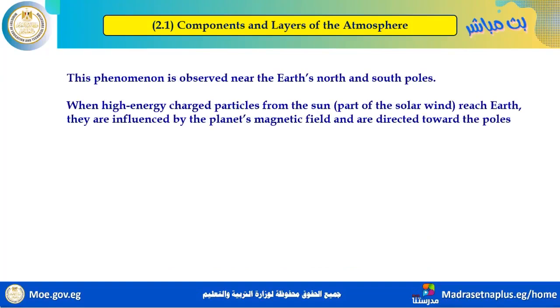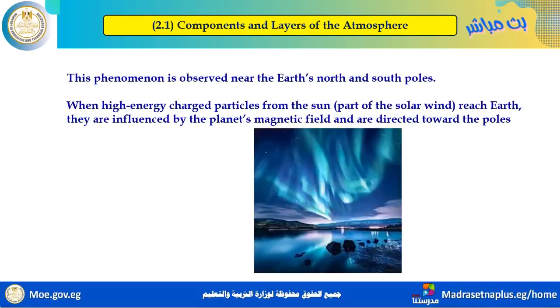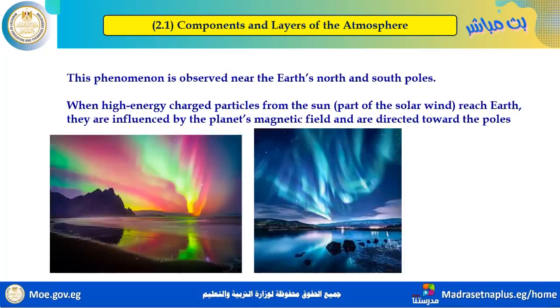When high energy charged particles from the sun, part of the solar wind, reach the Earth, they are influenced by the planet's magnetic field. I said to you, called the Van Allen belt or magnetic belt, and directed towards these poles. So when they are deflected towards the two poles, you will watch these colors in the sky. How are these colors formed, how is this phenomenon happening?